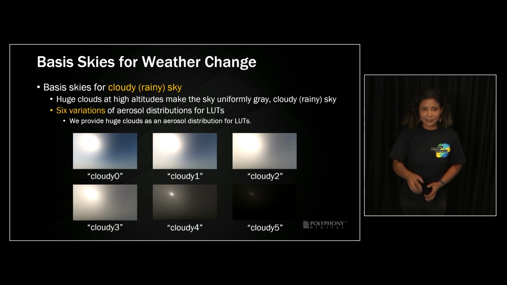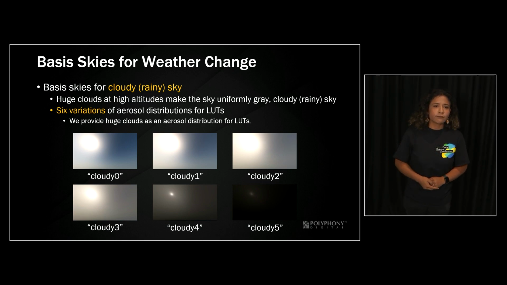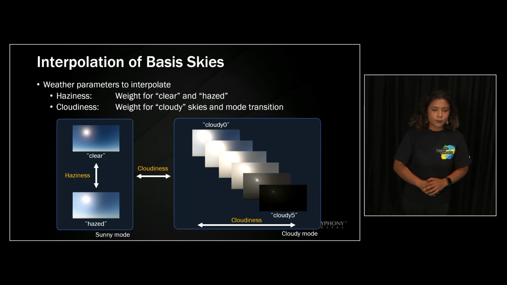Next is about the basis skies for cloudy sky. Since the scattering changes rapidly during the formation of high clouds, we prepared 6 basis skies for cloudy skies to improve the accuracy of interpolation. This results in natural weather transitions.